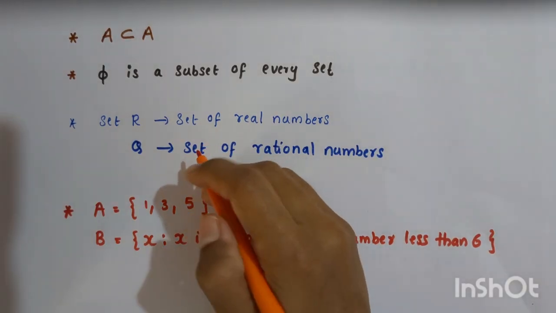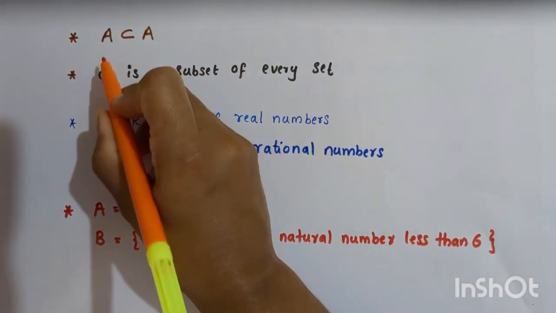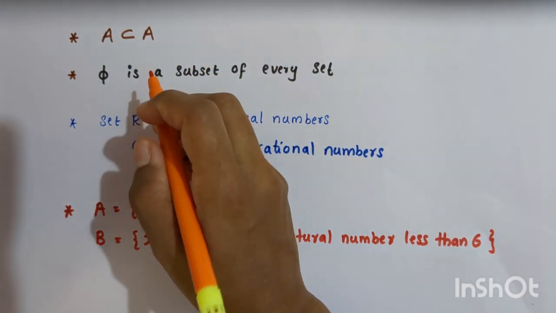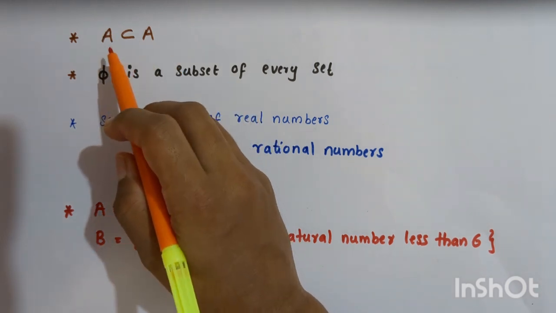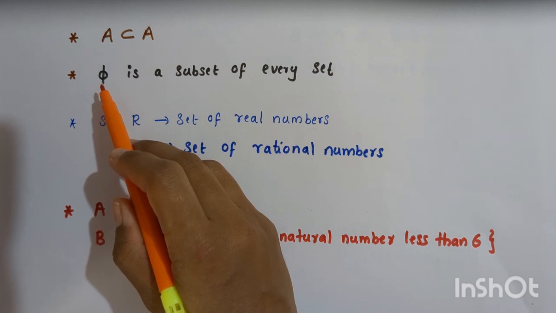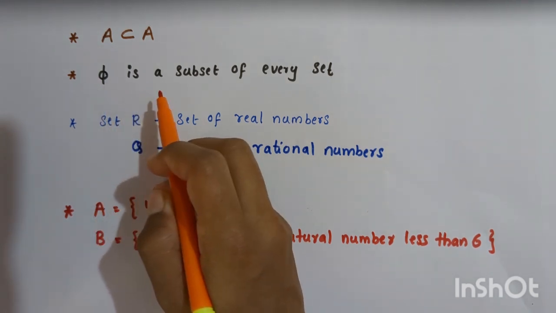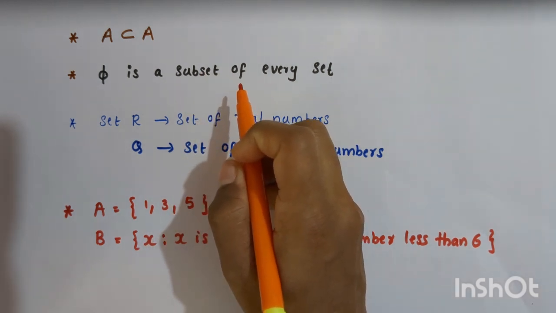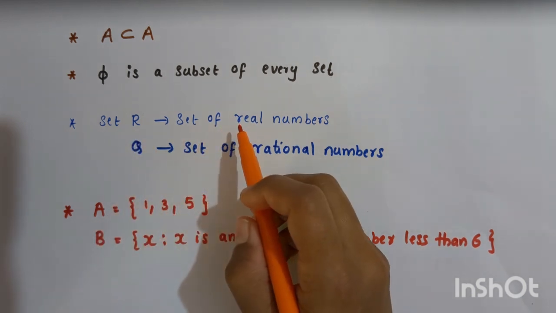Now you see, every set A is a subset of itself. That is, A is a subset of A, B is a subset of B, C is a subset of C, R is a subset of R, Z is a subset of Z. That is, every set A is a subset of itself. Then, the empty set, phi, is an empty set or null set. The empty set has no elements. So we say that the empty set is a subset of every set.